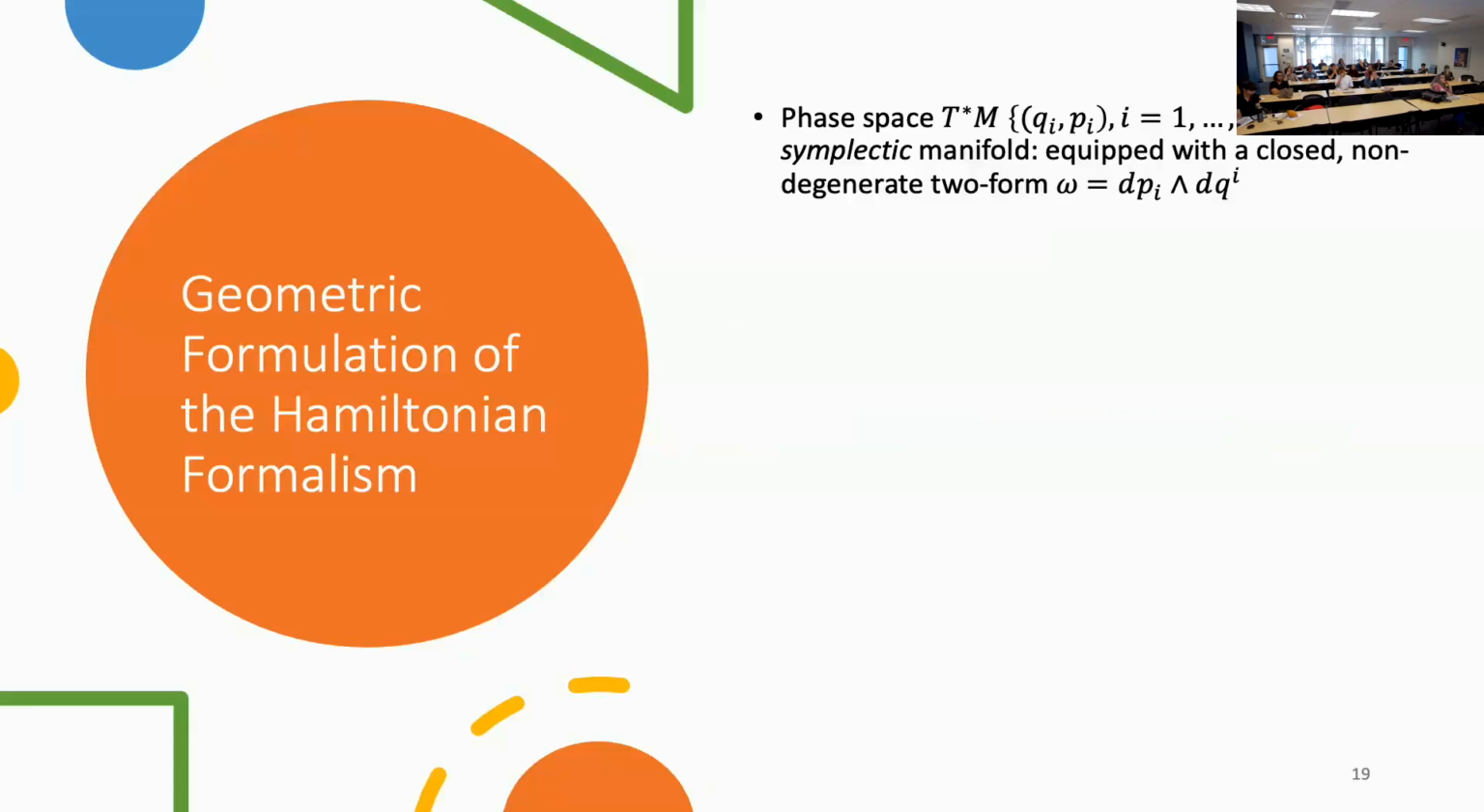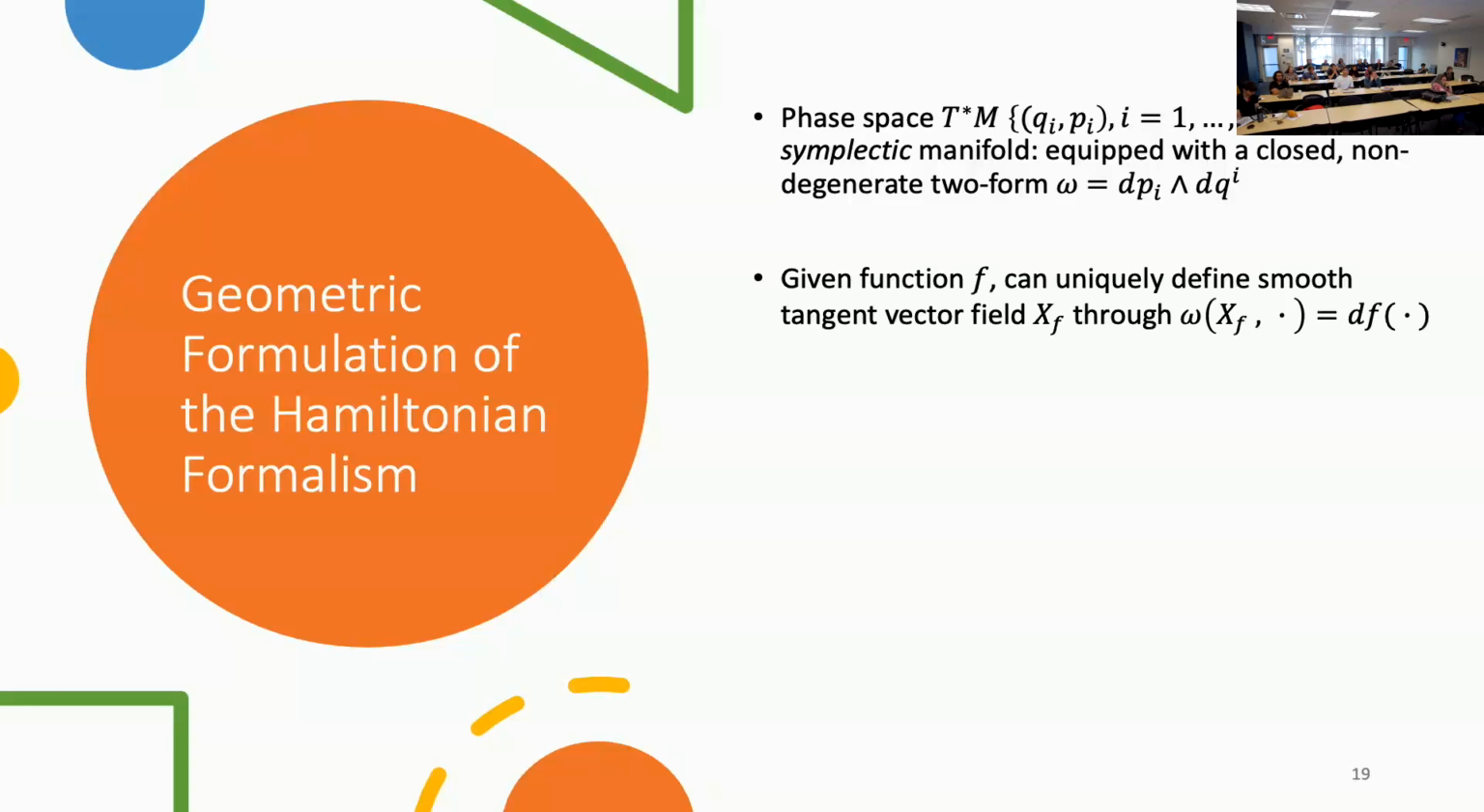So in the geometric way of characterizing the Hamiltonian formalism, we think of phase space as just a symplectic manifold. That is, it's just a manifold equipped with a closed non-degenerate two-form, which is represented as lowercase omega. And since it's a symplectic manifold, given a function f, we can uniquely define a smooth tangent vector field associated with that function, through the fact that this symplectic two-form contracted with that tangent vector field is just equal to the exterior derivative of f.